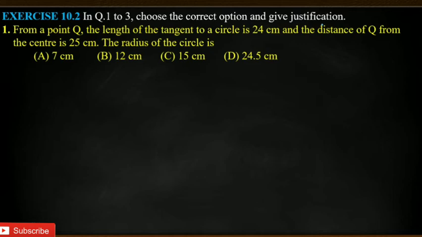Just read the question. From a point Q, the length of a tangent to a circle is 24. First, for a tangent we need a circle. Let me draw one circle. This is the center point O. They said the length of the tangent to the circle is 24. So here I take an external point, and this is the length of the tangent.